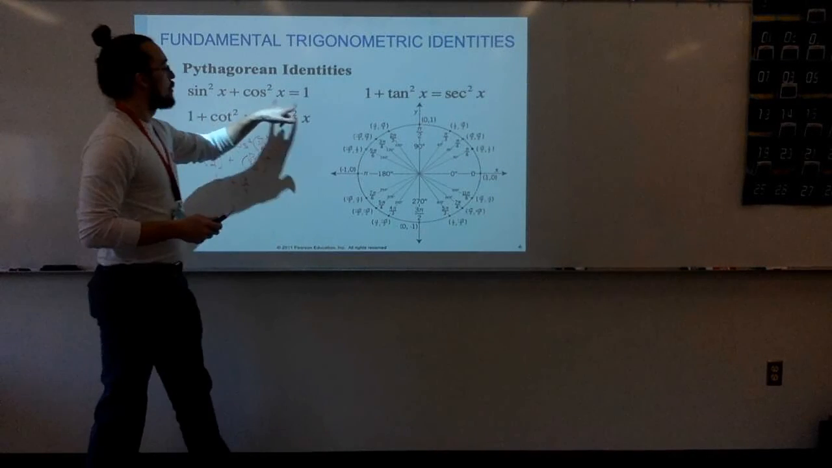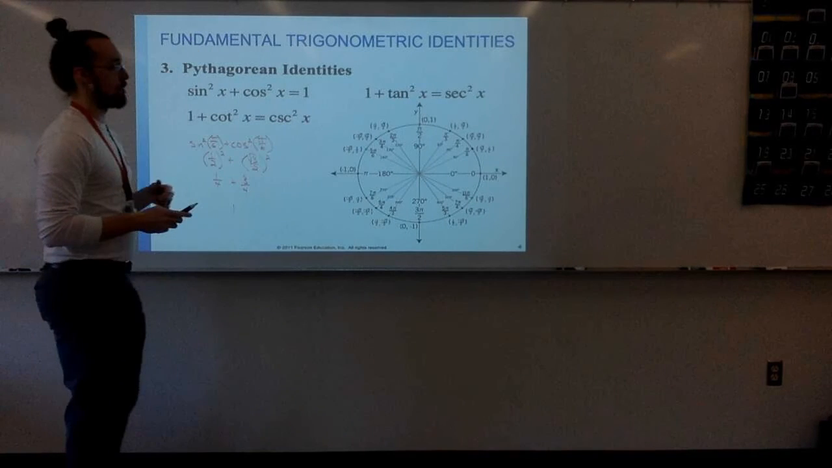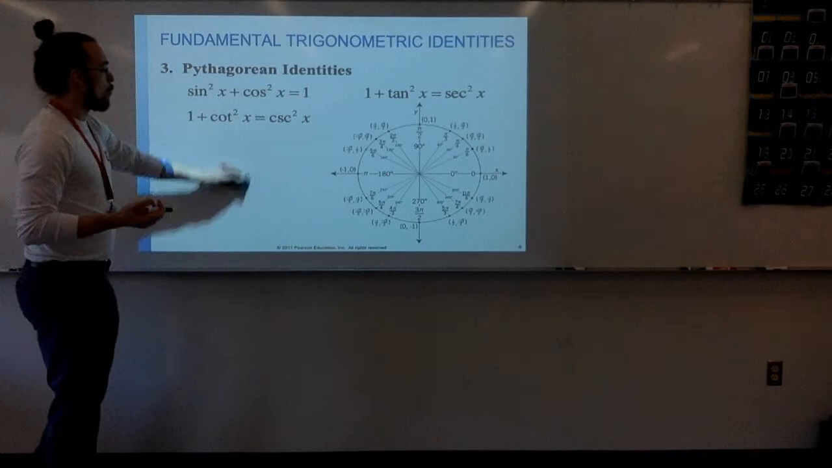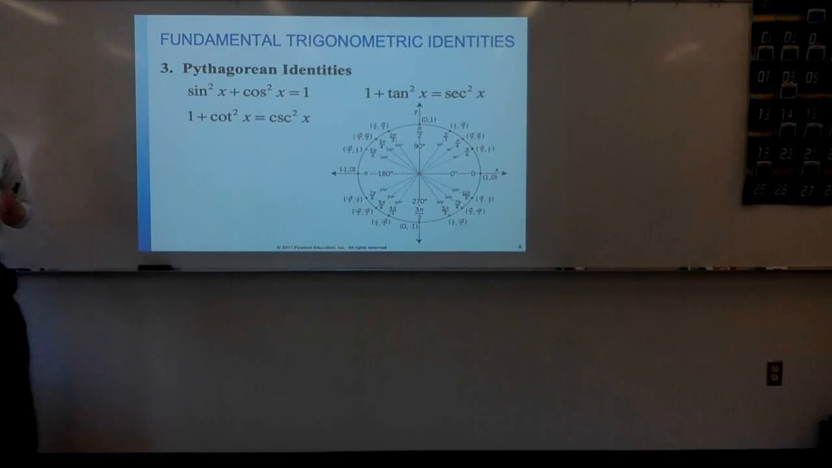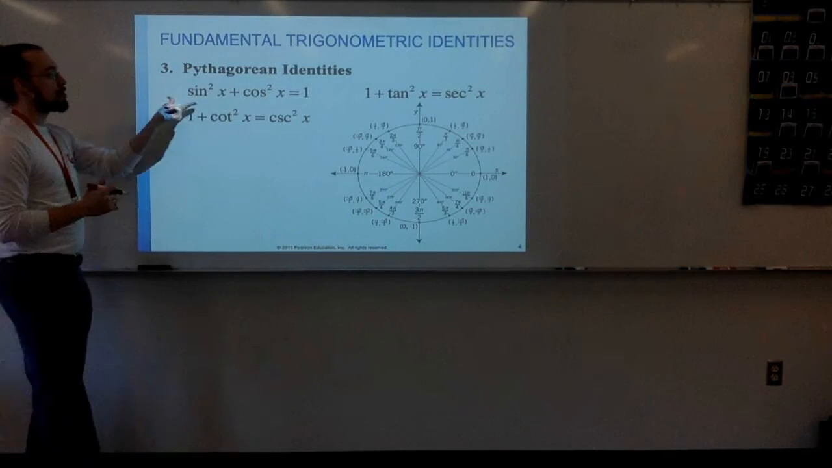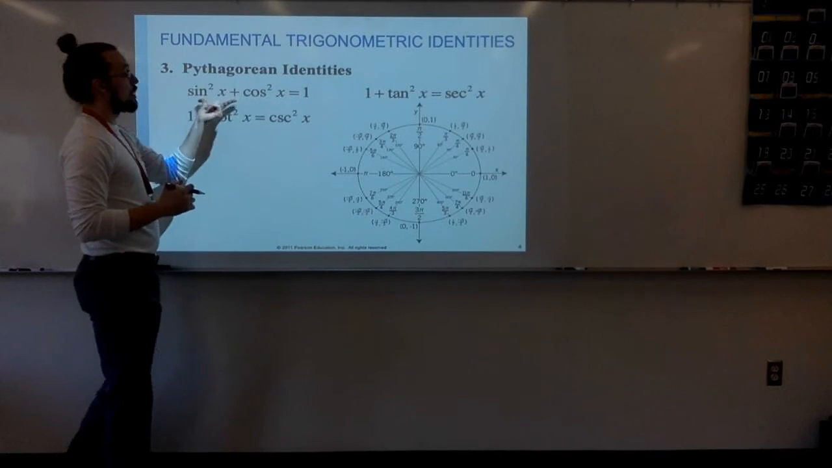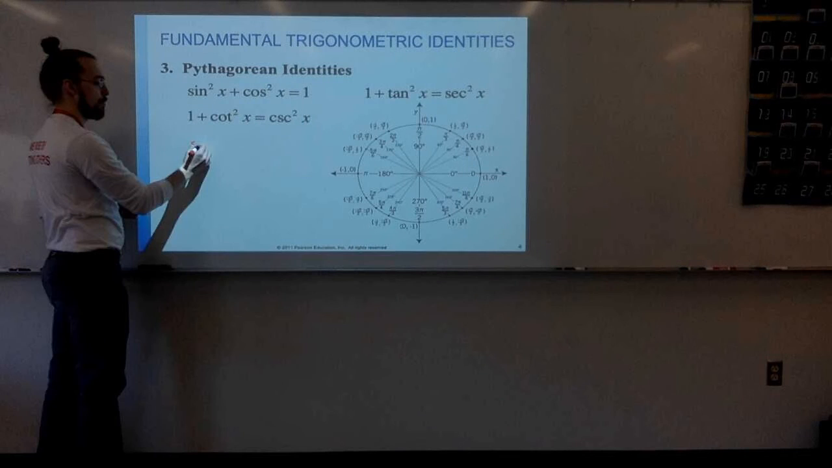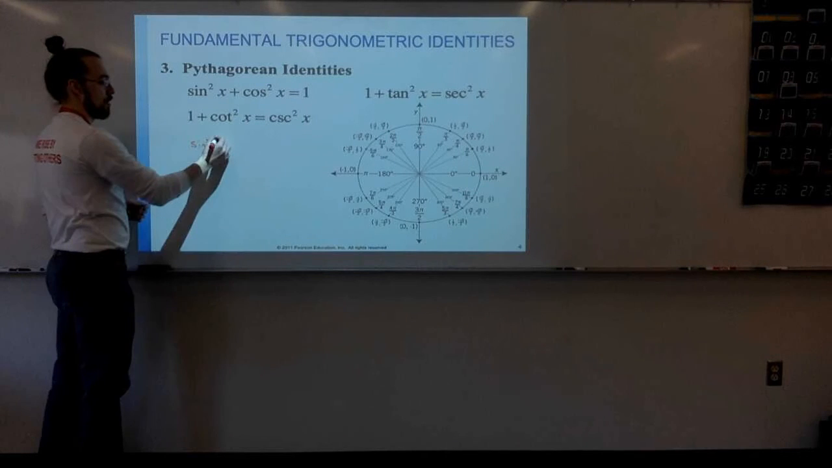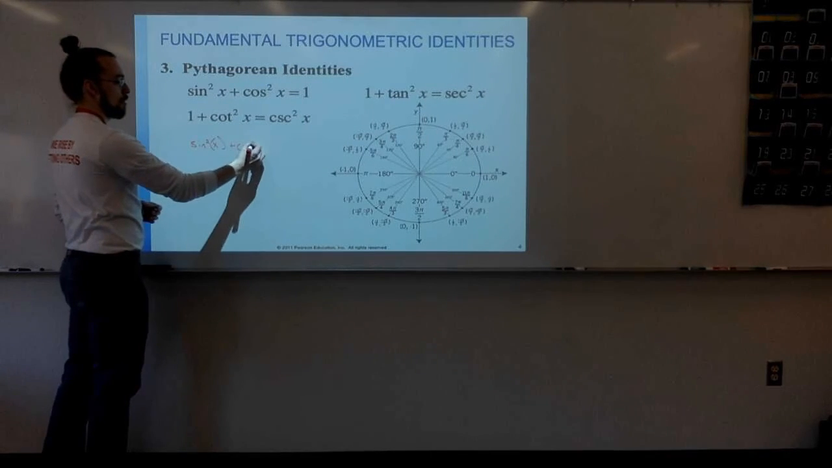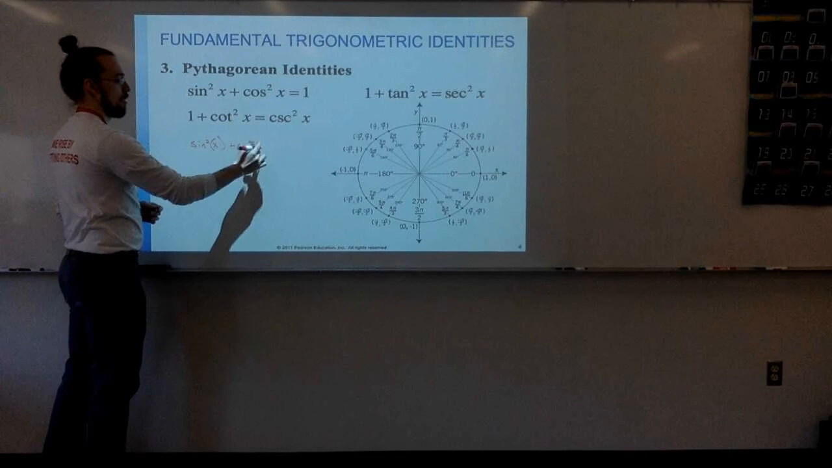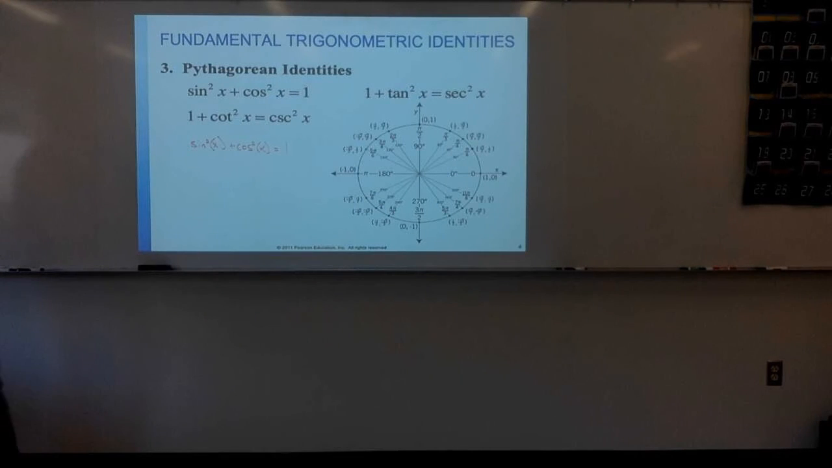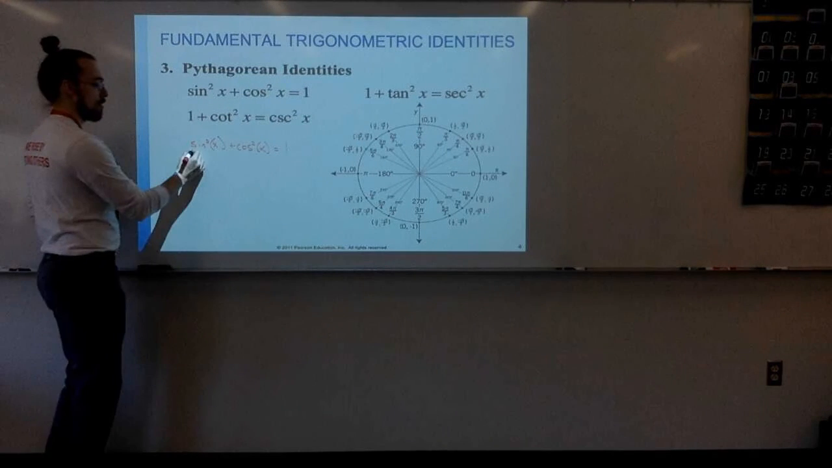So these other two identities, 1 plus tangent squared equals secant squared, and 1 plus cotangent squared equals cosecant squared, are just manipulations of this first one. So if I take sine squared plus cosine squared equals 1, and divide every term by sine squared.